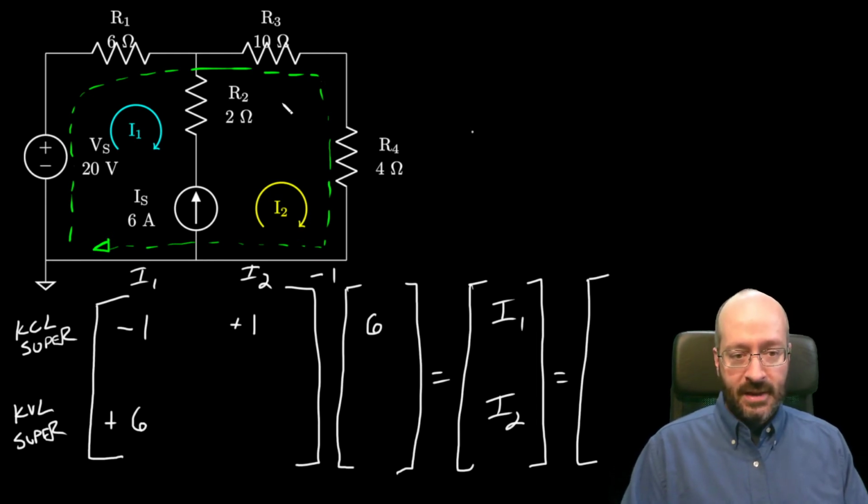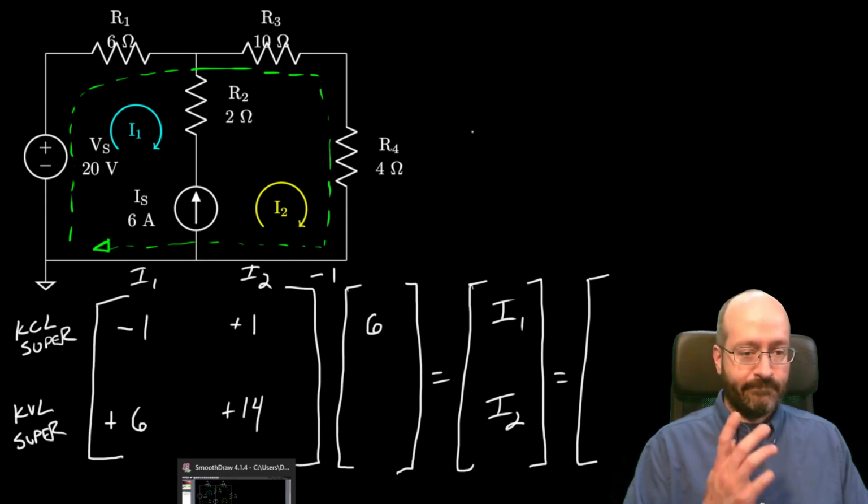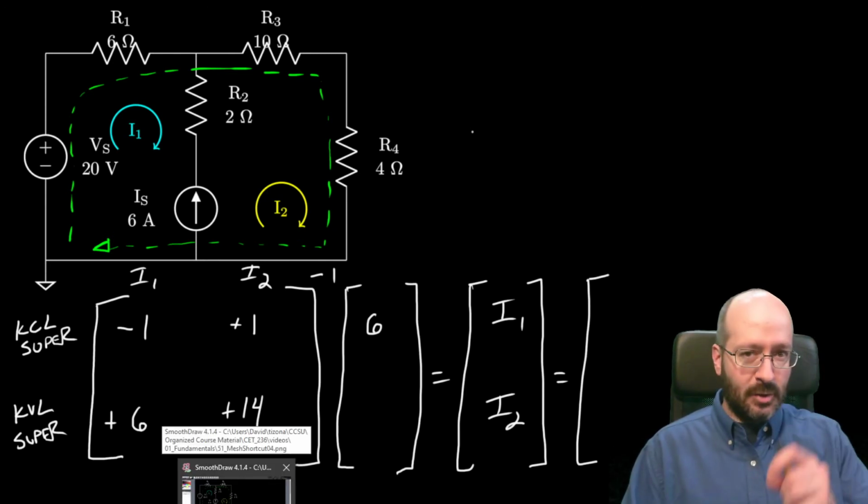I2 touches the 10 and the 4, but it doesn't touch this 2. So it's going to be 10 plus 4, and it's 14. And since I2 is part of the super loop, it's going to be plus. Okay? Not too bad, but a little bit of a wrinkle from what we've done in the past.